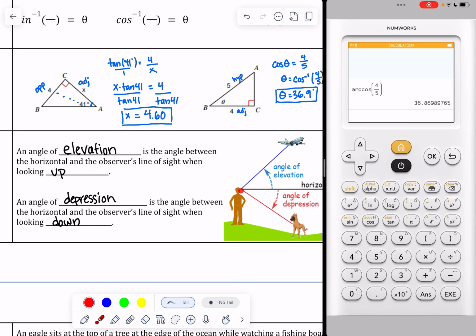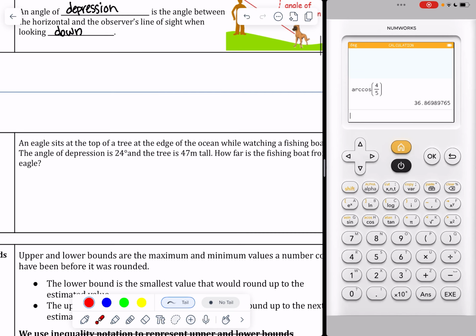Angle of depression is also often a little trickier. We have to remember that we're always measuring from the horizontal line of sight, and so down from there is right here. This angle is not the angle of depression. It is measured from horizontal. All right, so we will see that in an example here.